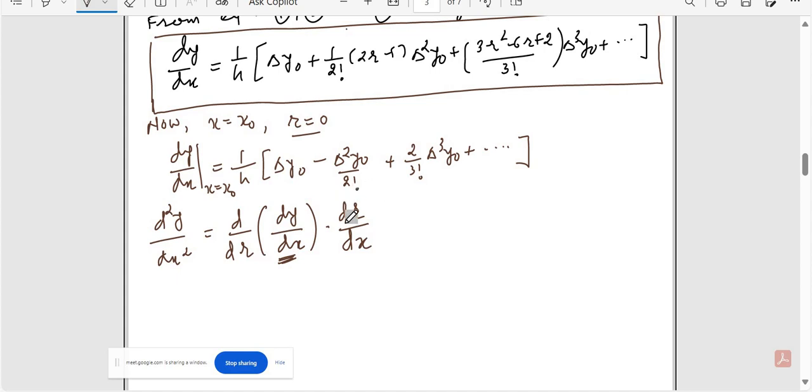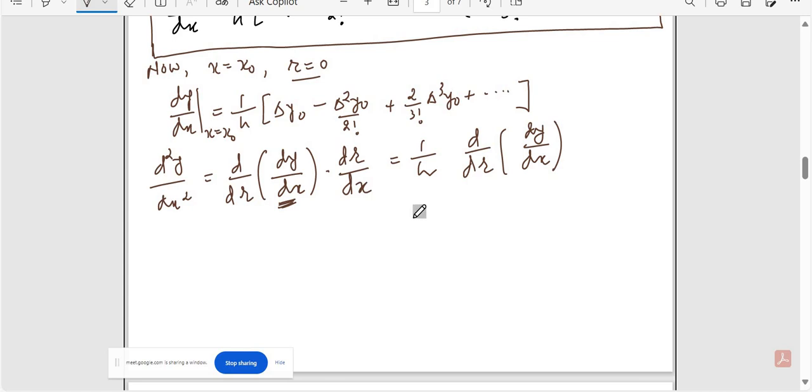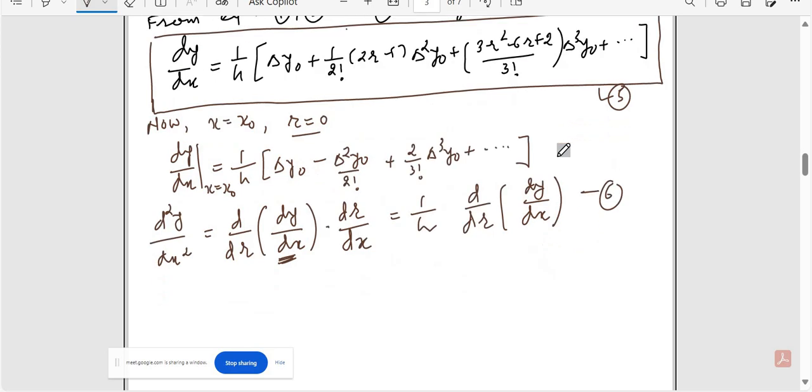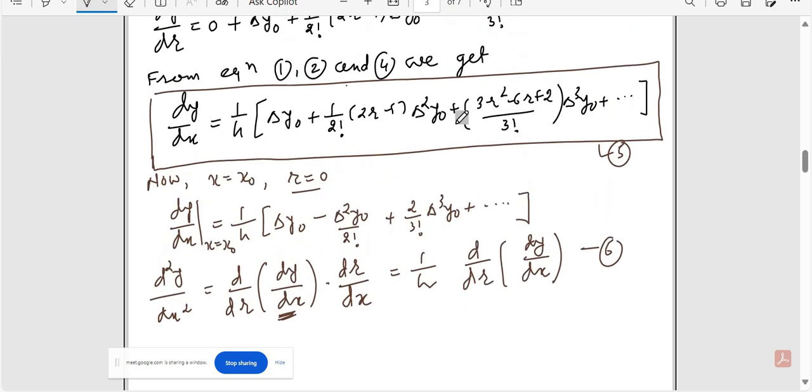Yes. Okay, so now again dr by dx is my 1 by h. So this will be 1 by h into d by dr of dy by dx. Yes or no? Is it? Yes. Okay, so say this is our equation number 6, and this is our equation number 5, which we derived. Now, what is the value of dy by dx? We already found it in equation number 5.